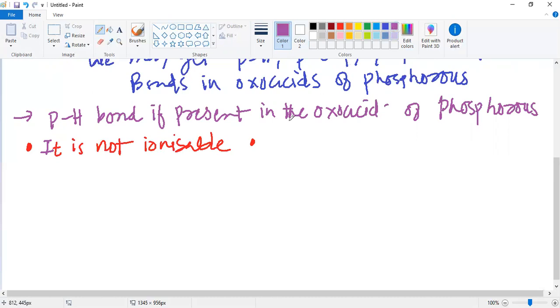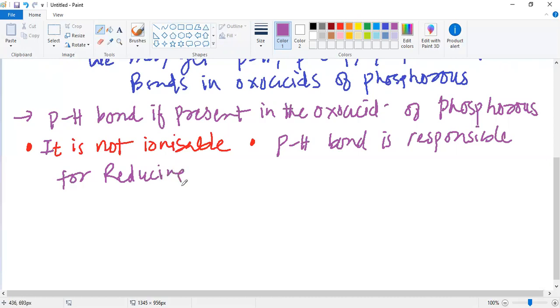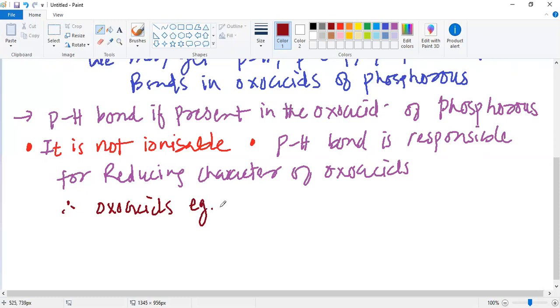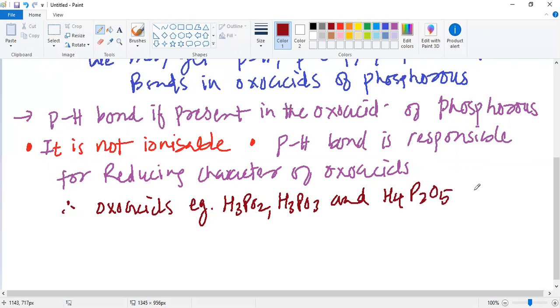Then we have the next characteristic, my dear students. The P-H bond is responsible for the reducing character of oxoacids, and therefore we can say that oxoacids, for example H3PO2, H3PO3, and H4P2O5, are reducing in nature.